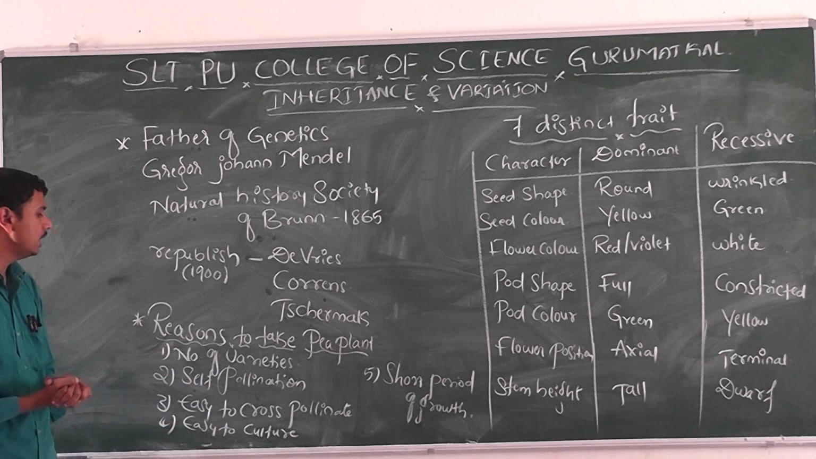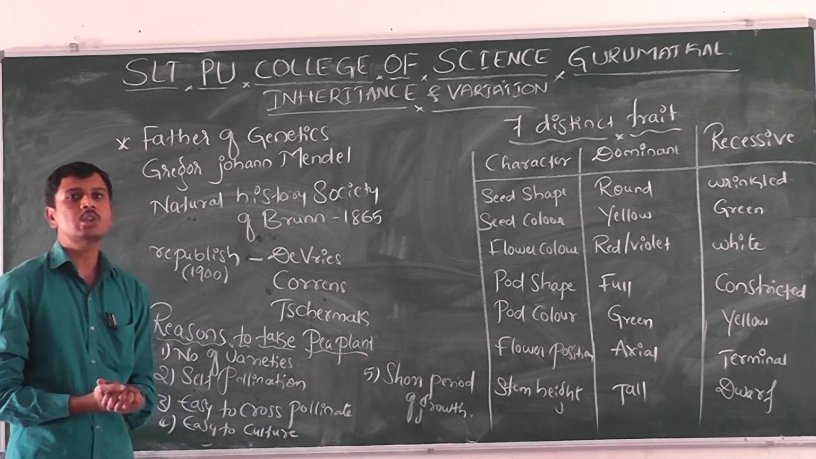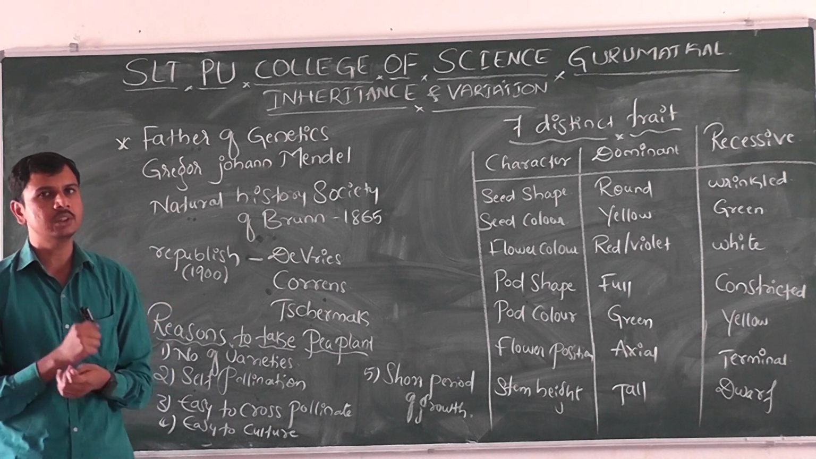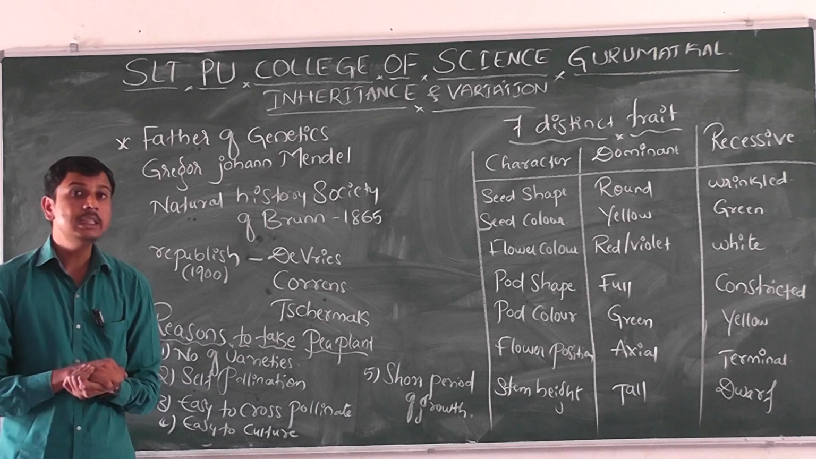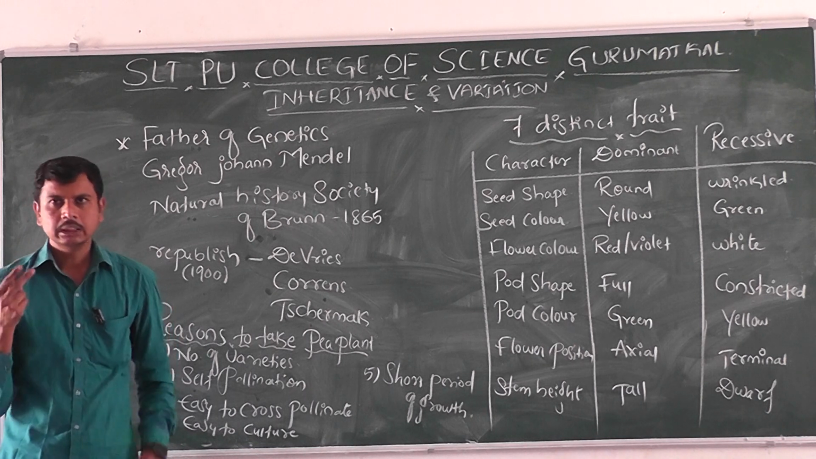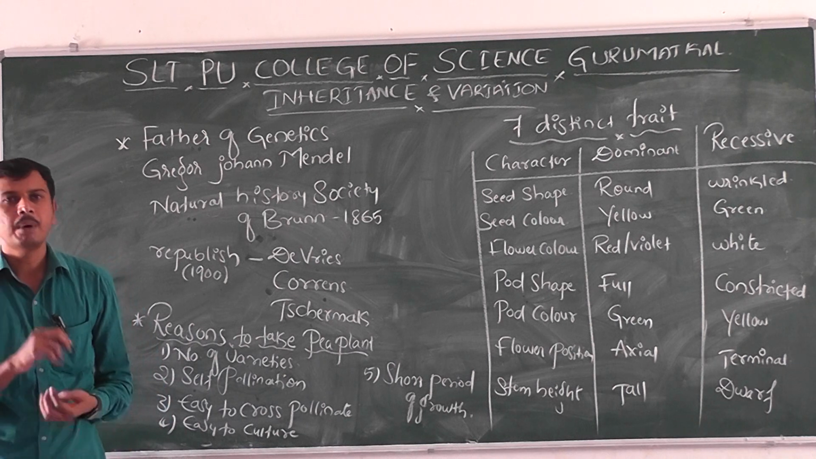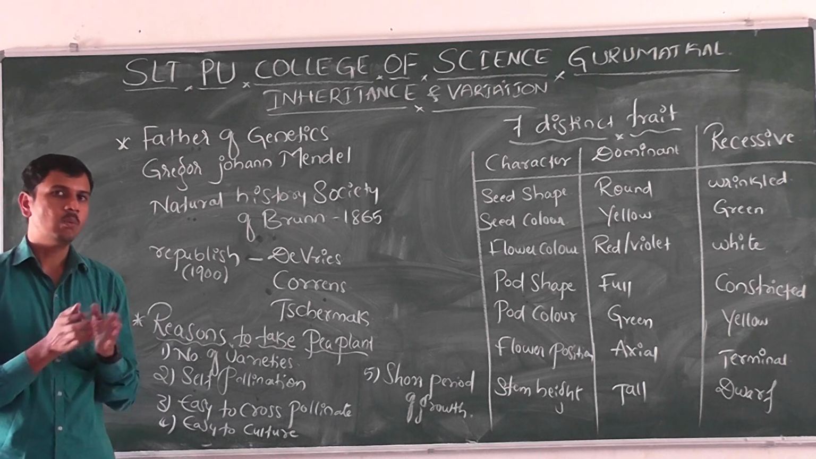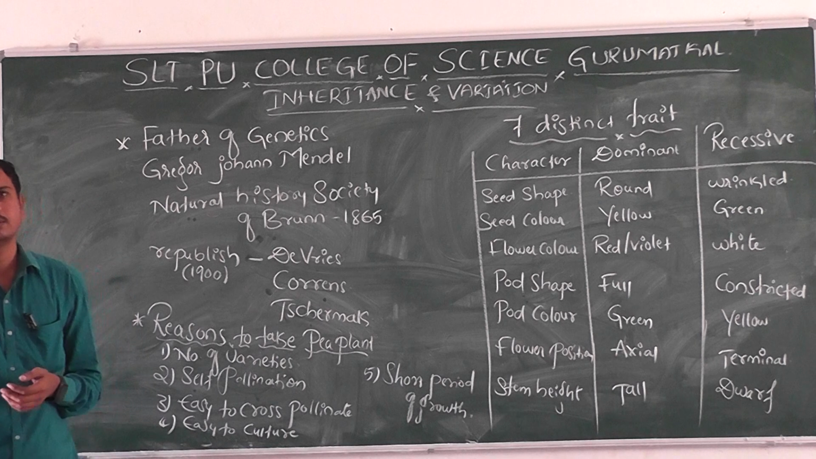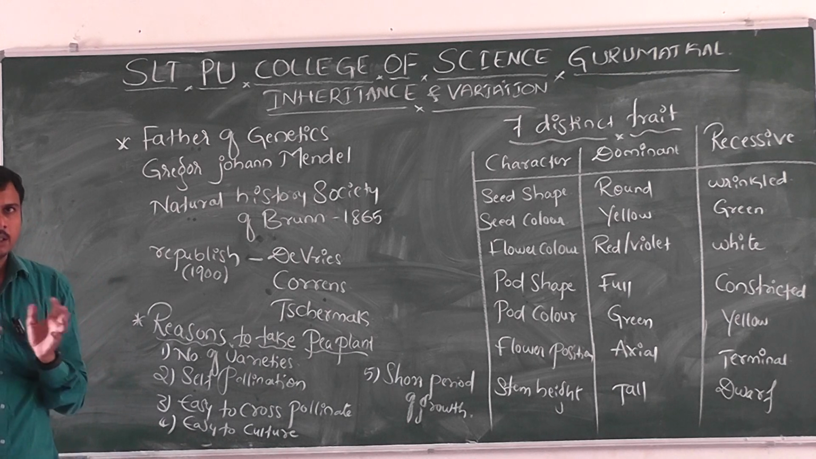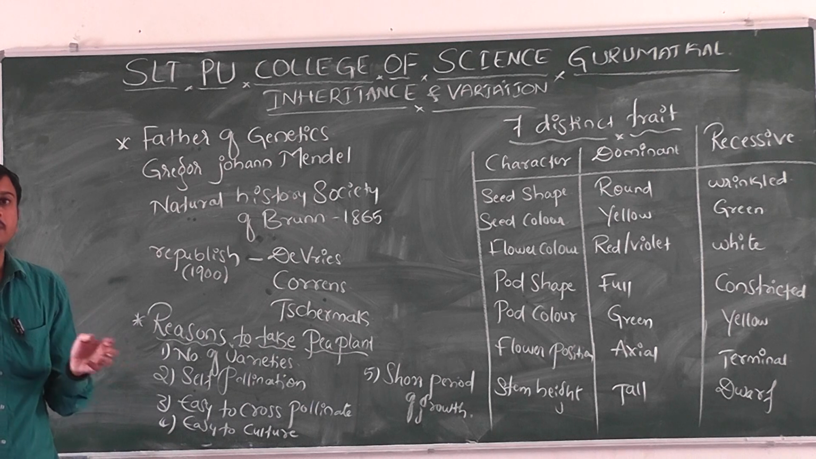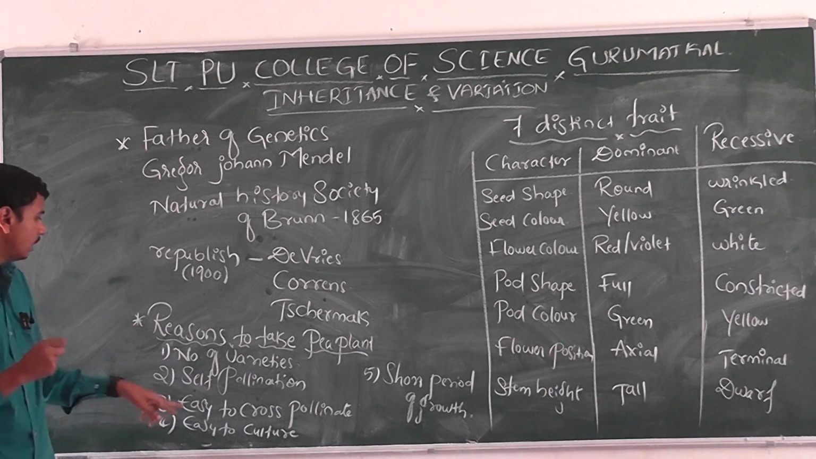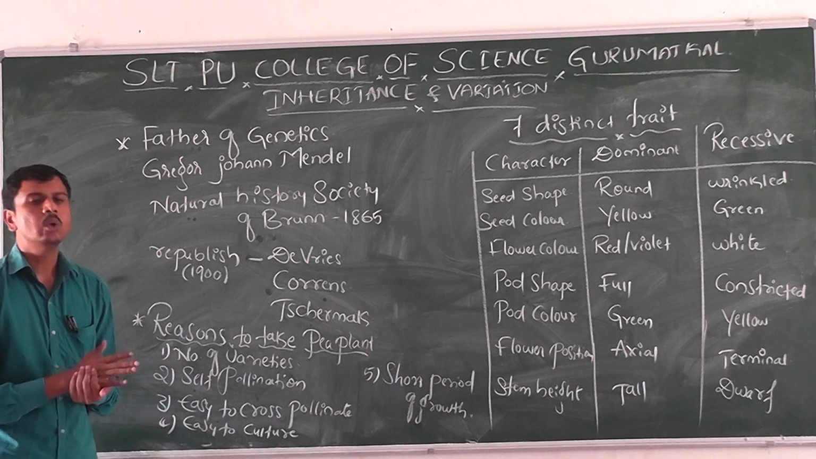And the third condition he has taken is that it is easy to cross-pollinate. First we came to know about self-pollination, now we will understand cross-pollination. In cross-pollination, they will remove the male part of one flower and the female part of another flower, and cross-pollinate between those two different flowers. Then the formation of offspring takes place. So this is easy cross-pollination.